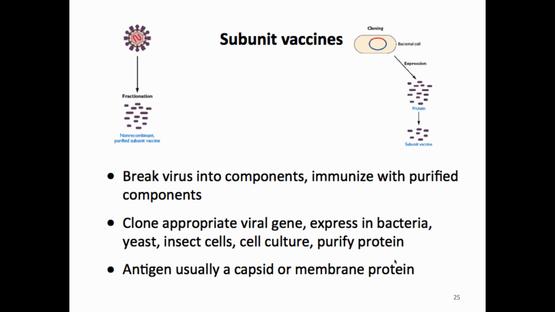Alternatively, we can use a subunit vaccine. Again, we are going to use a purified component, and at this point it is generally a protein. So we don't have to worry about putting it with some other types of molecules. We could do it by breaking up the virus and just taking the protein. We could also make that protein through molecular biology techniques in the lab and never even have the pathogen in the first place.